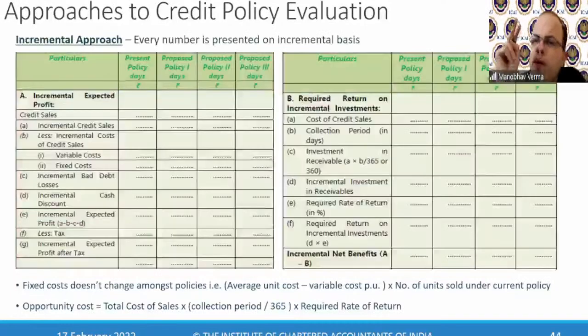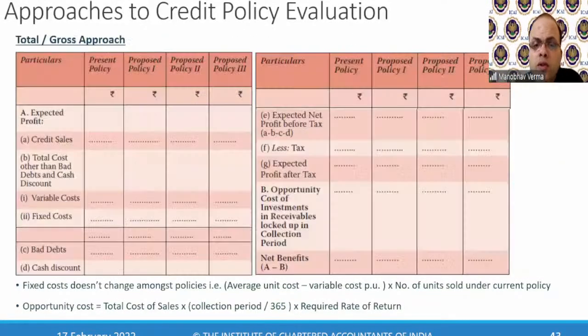Okay. There are two ways to look at the credit policy evaluation. Let's say the existing policy is giving them a 30 days credit period. 30 days. And there are proposals, let's say as an example here, 30 days is the present policy, and there are proposals of 45, 60 or 75 days. Now, what we are to compare is which is the best policy. I think you know the answer, right? Whichever policy gives us the best benefit should be selected. Am I correct?